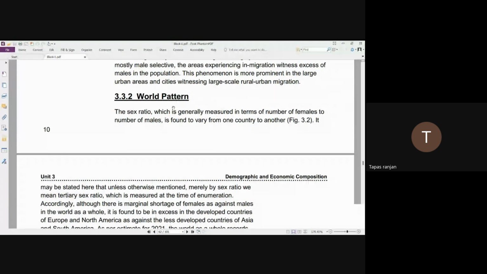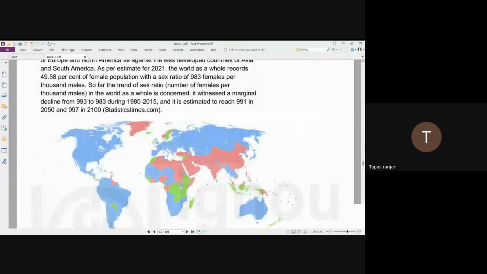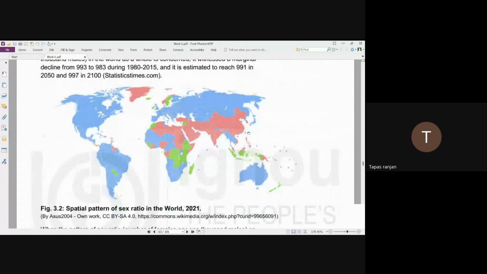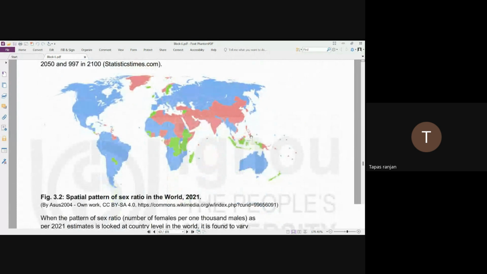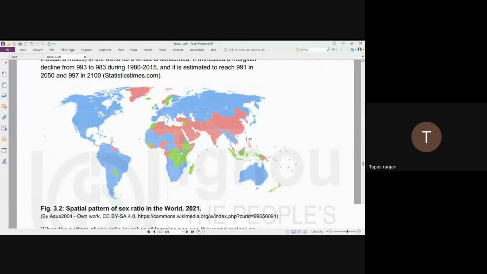Then what pattern of sex ratio you can see, you can look into this map. Okay, so definitely the developed nations do have a higher sex ratio. Okay, so the female population in developed nations is quite high as compared to the underdeveloped nations and developing nations.